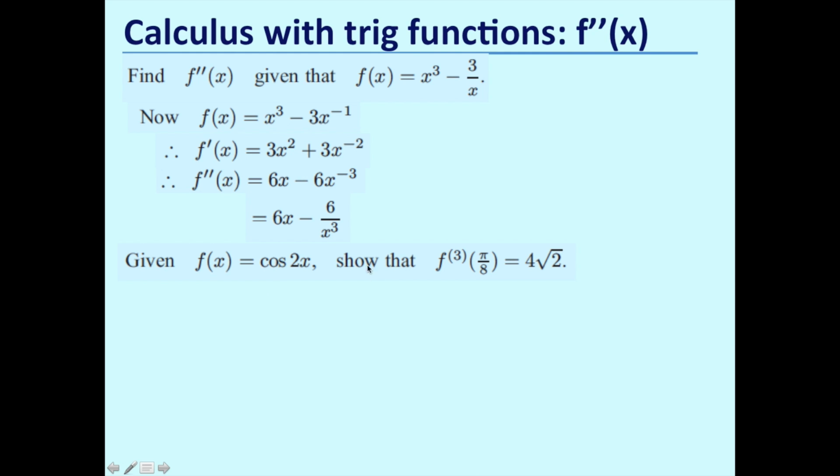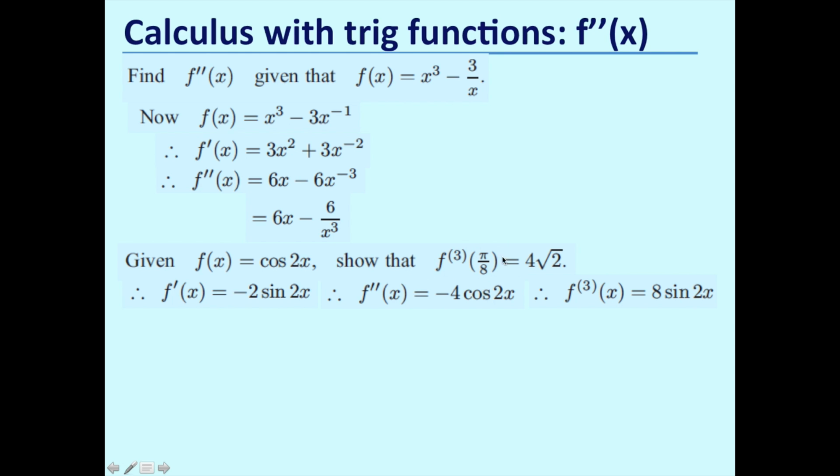The second part is a little bit harder, some trig calculus here. We're going to have to use the chain rule to differentiate this in the first instance to give us negative 2 sine 2x. Take the derivative of this to give us negative 4 cos 2x, and the derivative of this to give us the third order derivative, which is 8 sine 2x.